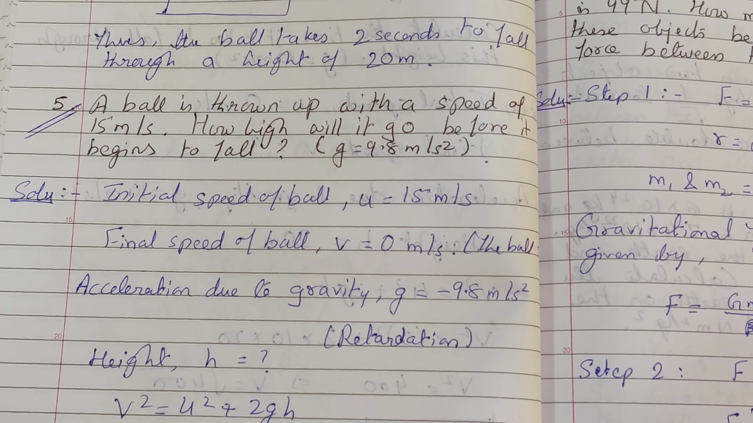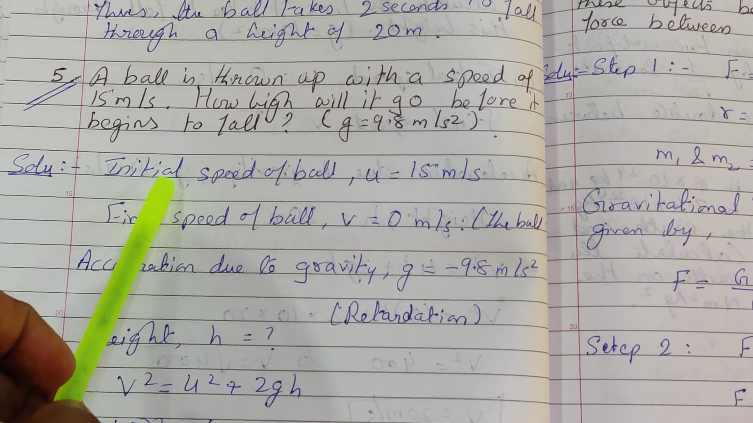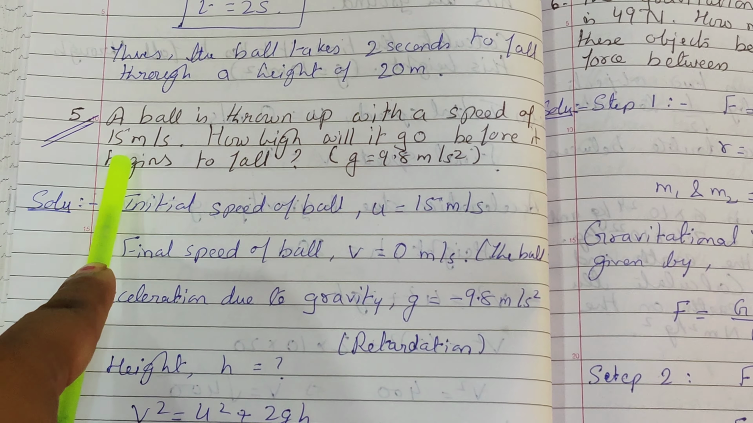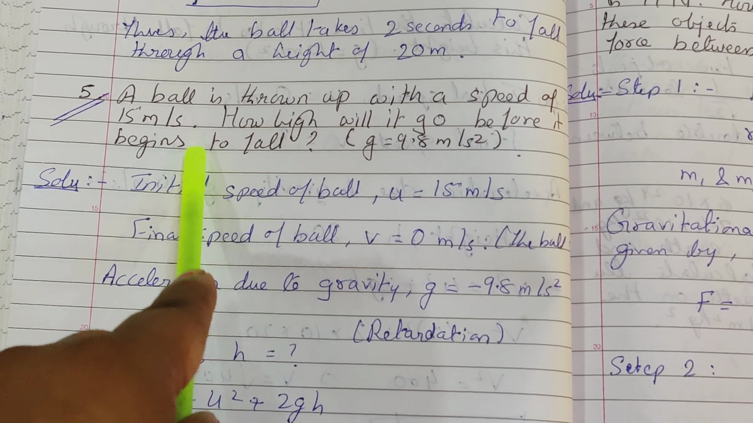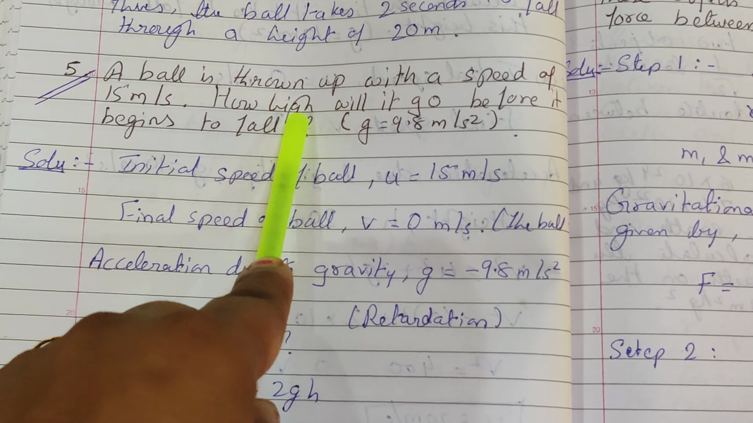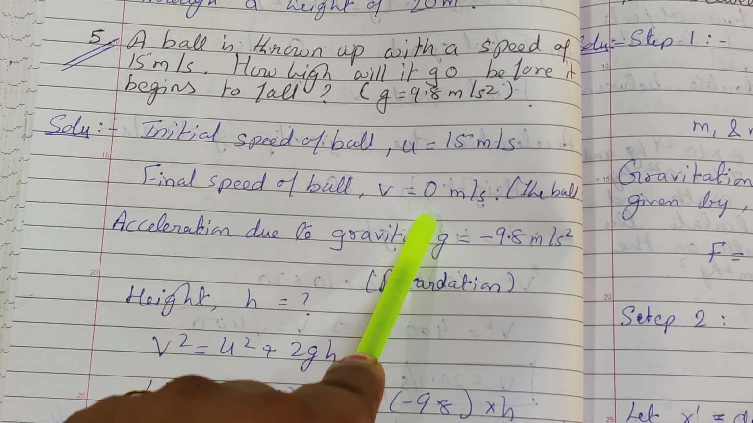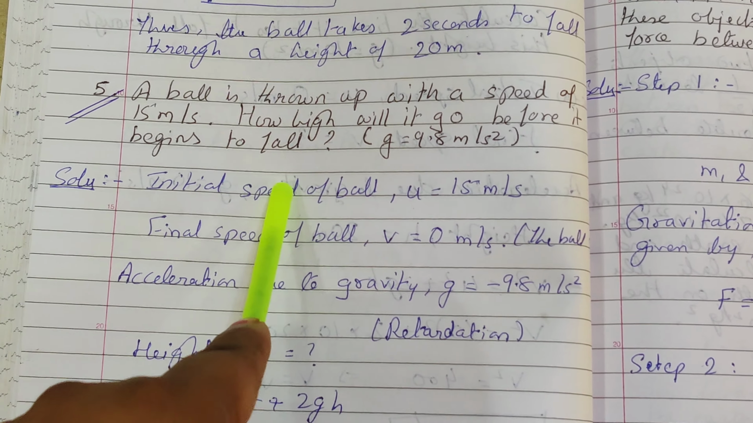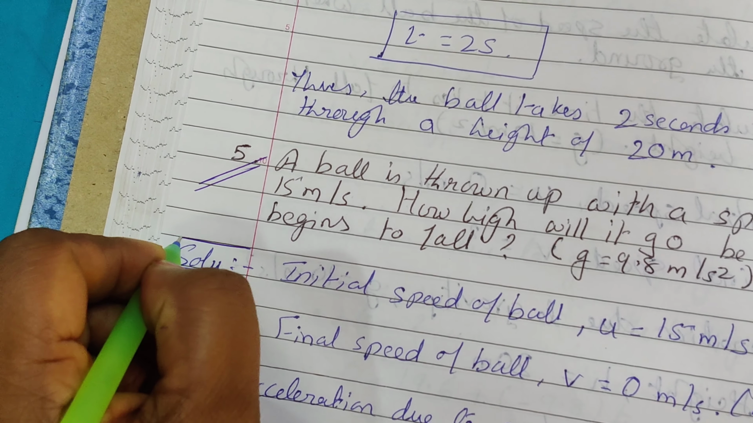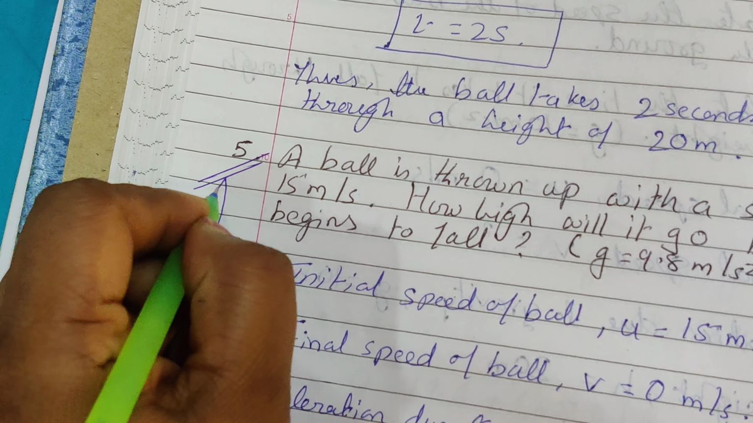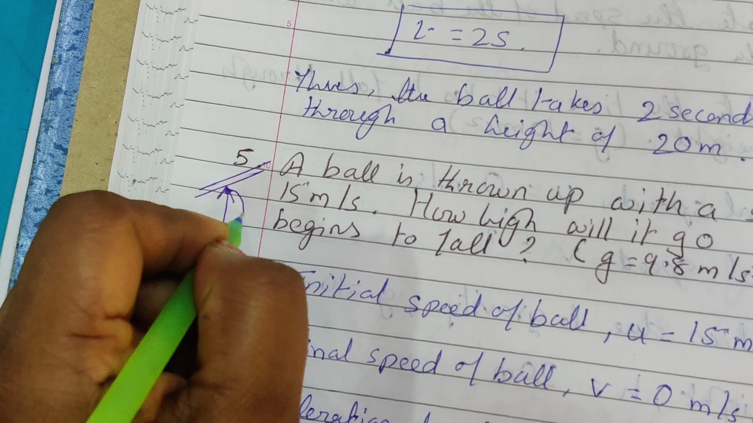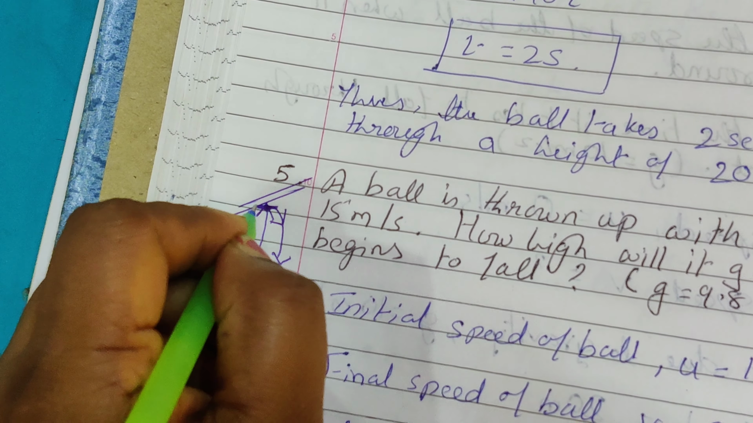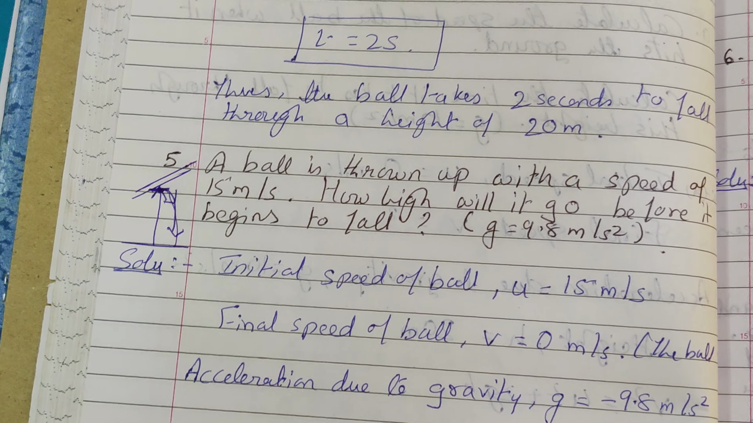Another question, children. A ball is thrown up with a speed of 15 meter per second, means its initial velocity is 15 meter per second. So the ball has reached a height, and we have to find that height. At that height, final velocity will be 0. We have to find how high it will go before it begins to fall. In the same way, the ground is there, the ball is thrown in the upward direction, it will go to a particular height only, then after that it will fall down. So we have to find at what height the ball will come back.